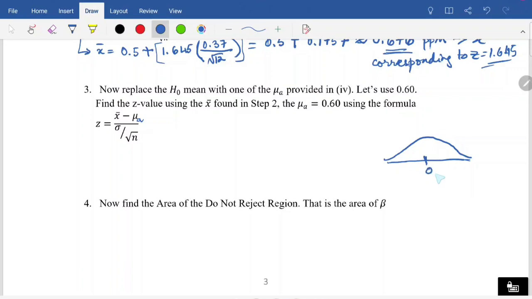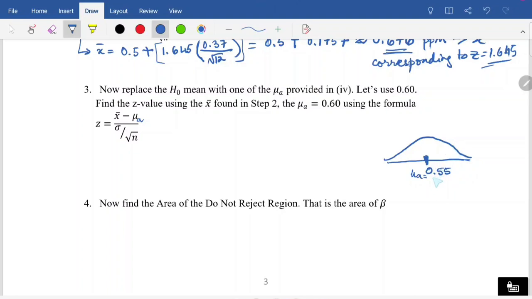So 0.55, no longer 0.5, because the type 2 error says the null hypothesis mean that we used previously of 0.5 is false. So they've provided us with an alternate mean of 0.55, and that's what we are going to use as the center point of our curve. And then now we have to rescale our reject and do not reject region.